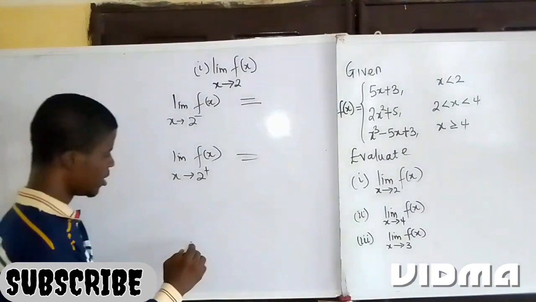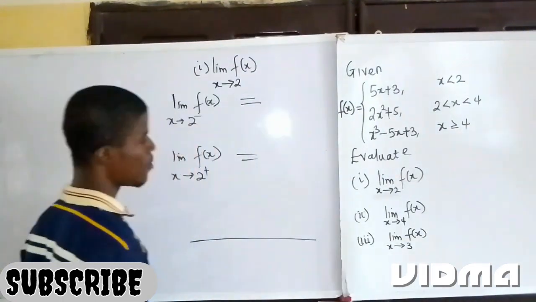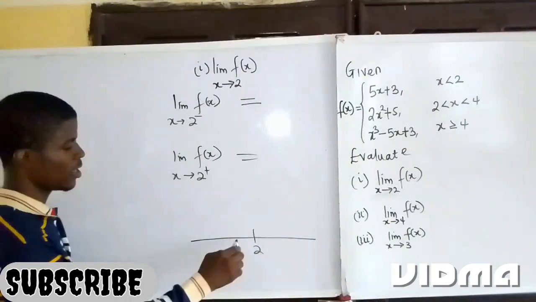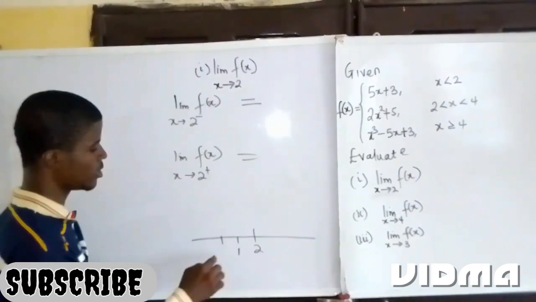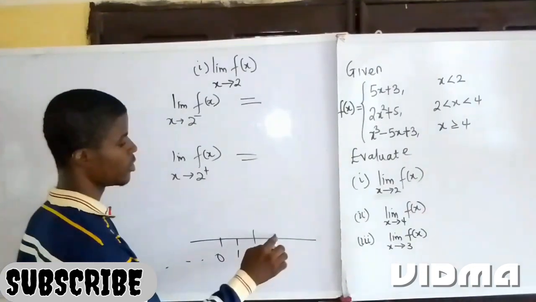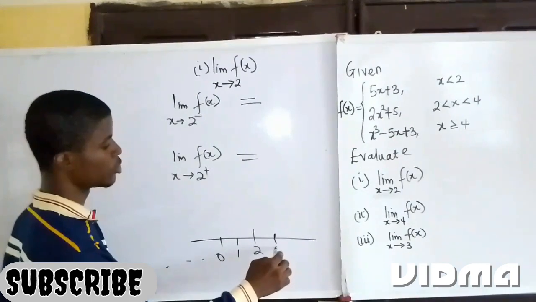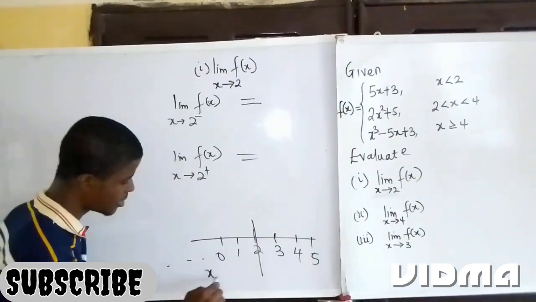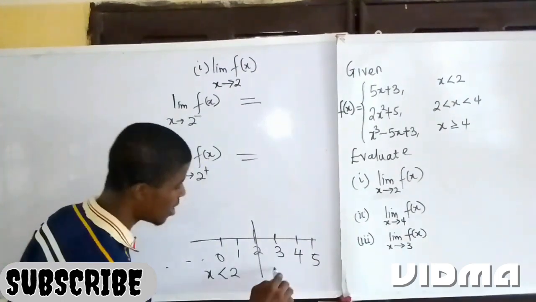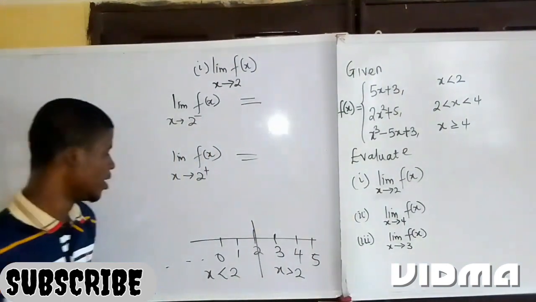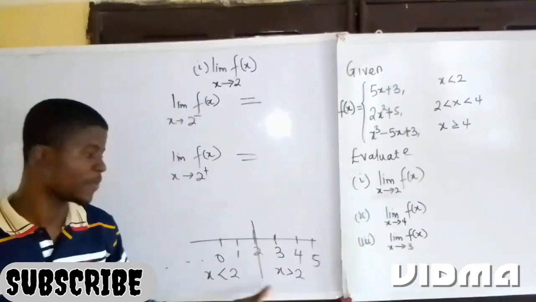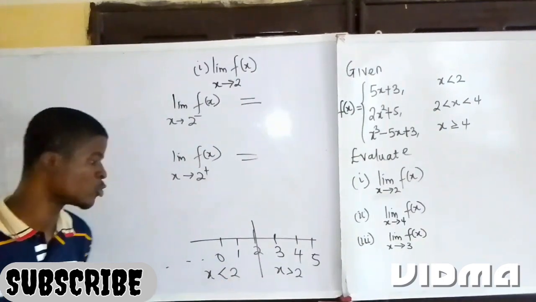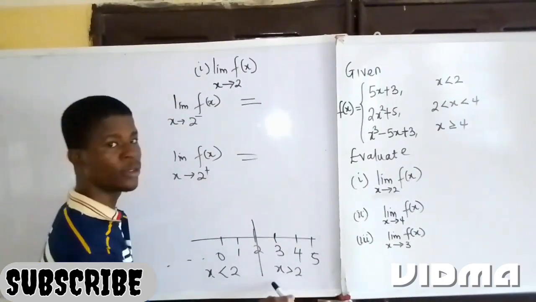Now, this is our number line. I'm working with 2, so let me place 2 at the middle. To the left, I have numbers less than 2: 1, 0, and like that. To the right, I have numbers greater than 2, including 3, 4, and 5. So to the left, I have x less than 2, and to the right, I have x greater than 2. x is approaching 2 from the left, x less than 2, and from the right, x greater than 2.